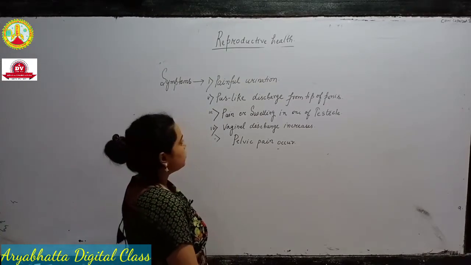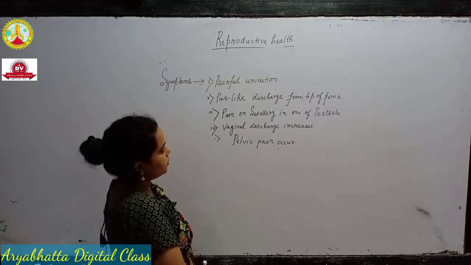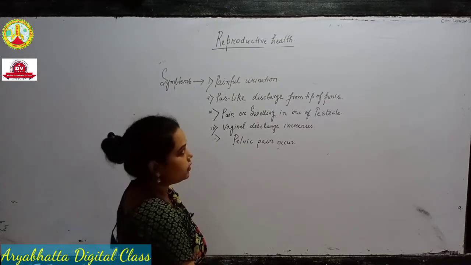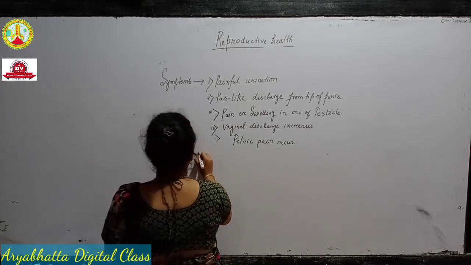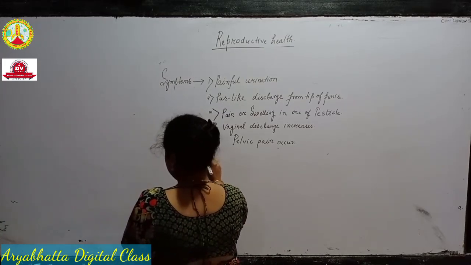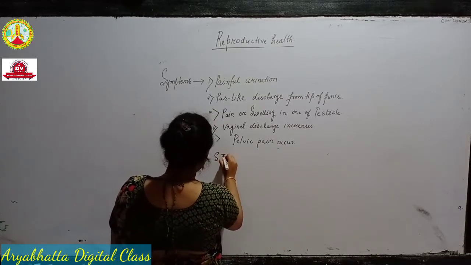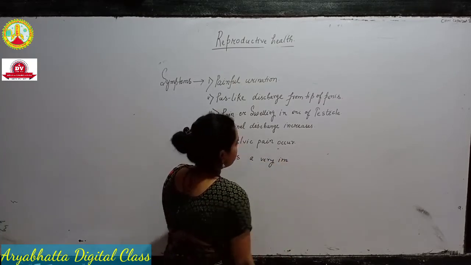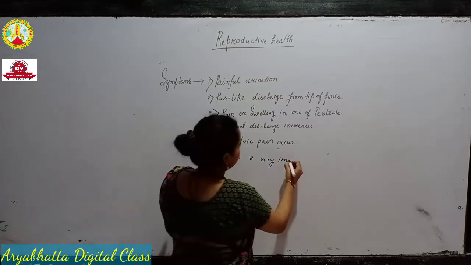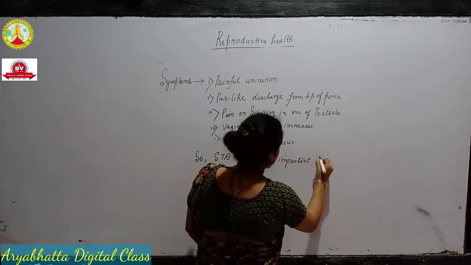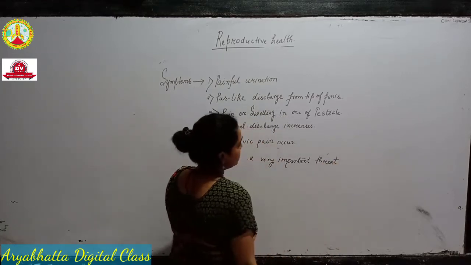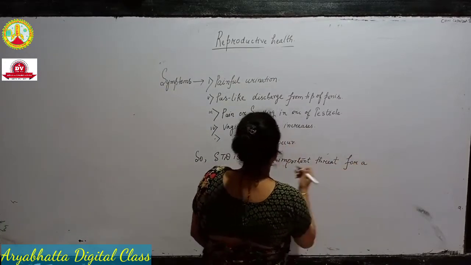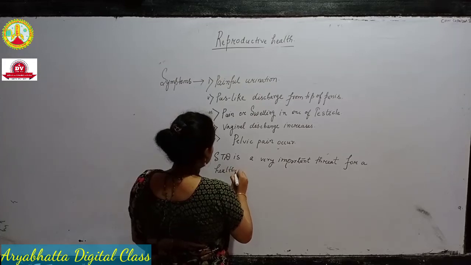So these are all about the STDs. The names of the diseases with the causative agents are very important. The names of the pathogens are very important in this topic. STD is a very important threat to a healthy society, meaning very dangerous for a healthy society.